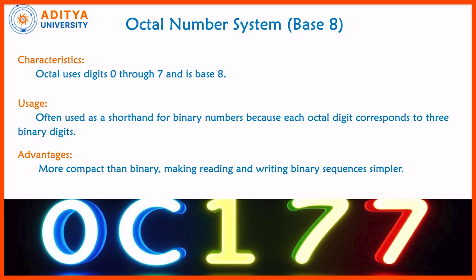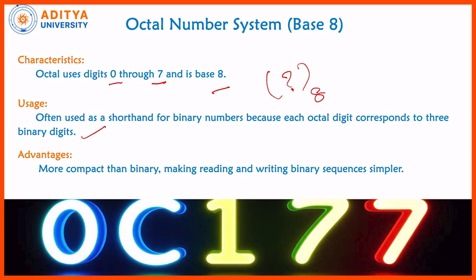So this is another number system. We call this one octal. So octal contains from 0 to 7, so totally 8 symbols. The octal uses 0 through 7 and the base is 8. So simply we represent the octal like this, this is the octal symbol and this is the base. It is often used as a shorthand for binary numbers because each octal digit corresponds to 3 binary digits. This we'll also see in the next slides.